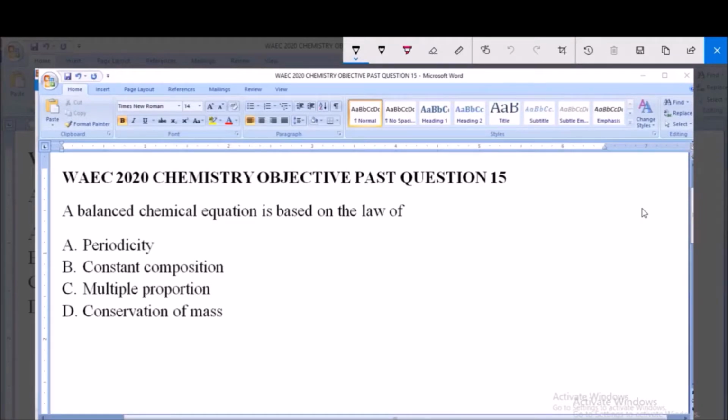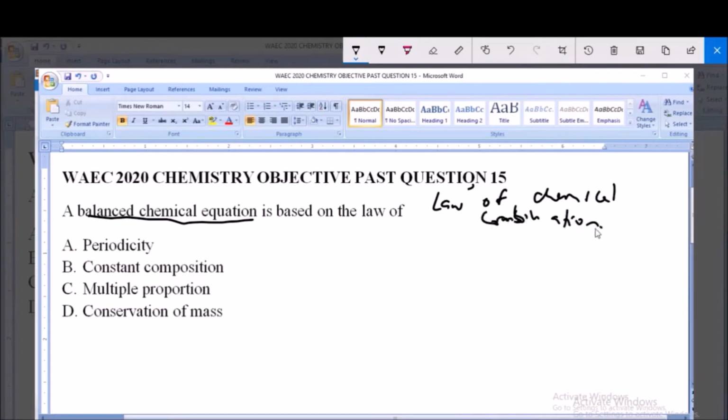A balanced chemical equation is based on the law of: A. Periodicity, B. Constant composition, C. Multiple proportion, D. Conservation of mass. So the concept of writing a balanced chemical equation is based on a particular law of chemical combination.